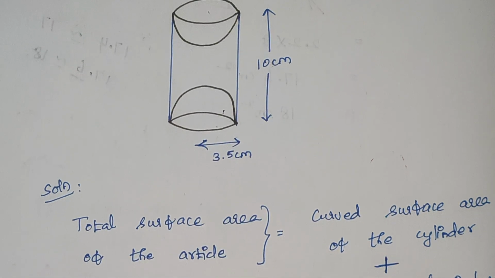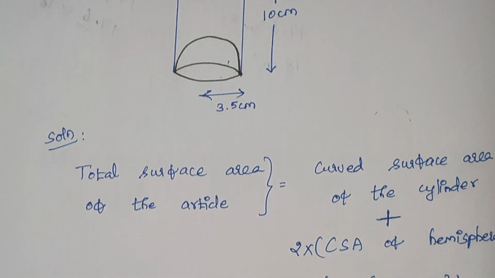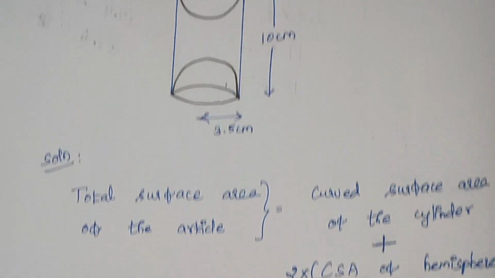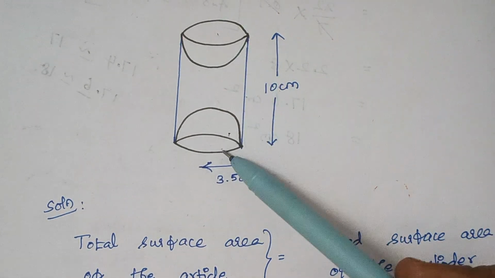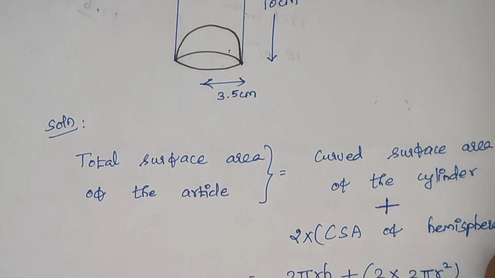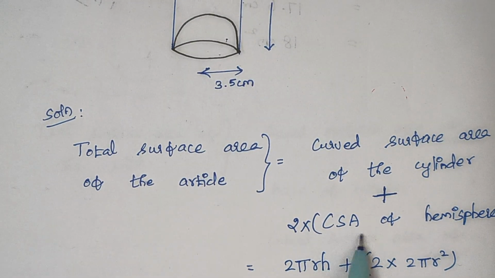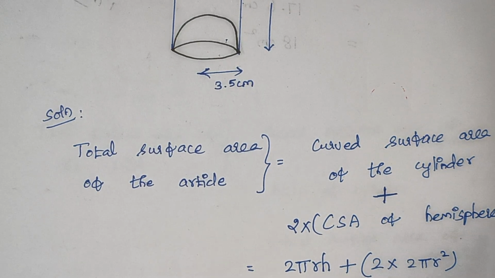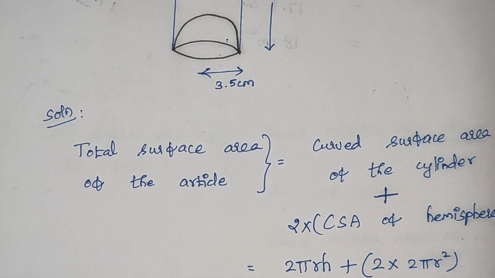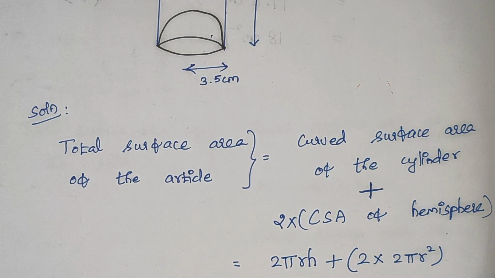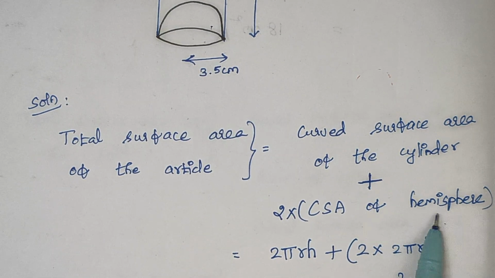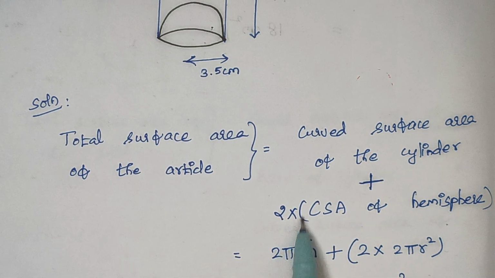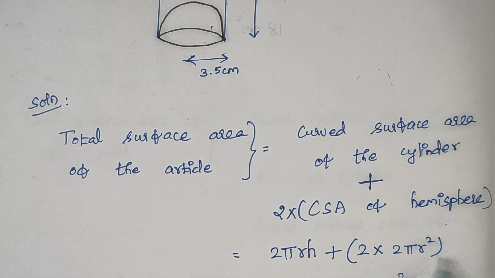So the curved surface area of the cylinder is given by the formula 2 pi r h, plus, you see, we are having two hemispheres. So here I have written the formula as 2 times the curved surface area of a hemisphere. Or else you can write CSA of hemisphere 1 plus CSA of hemisphere 2. Both are the same. So what is the formula for a hemisphere? It is 2 pi r square. So here I am having 2, so 2 into 2 pi r square.